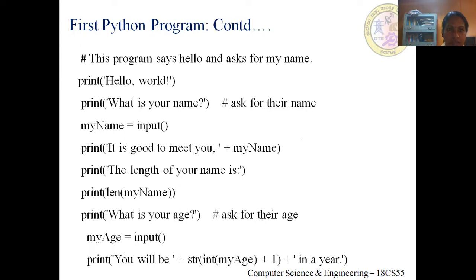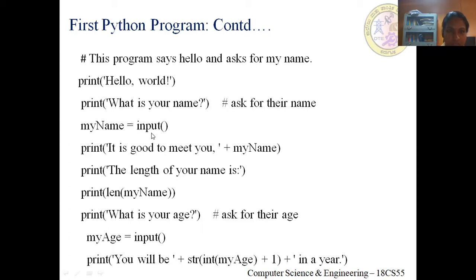Let's look at the very first Python program. Hashtag, this program says hello and asks your name. The first line is called a comment. We know that comments are non-executable instructions that give additional information related to the program. Next, print hello world. Hello world is a string enclosed within single quotes. Next, print again a string, what is your name? And I'm using an input function.